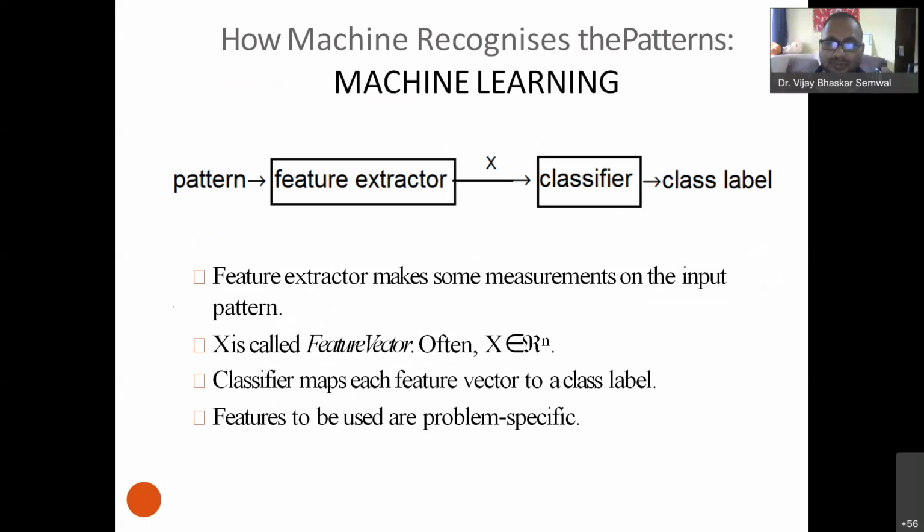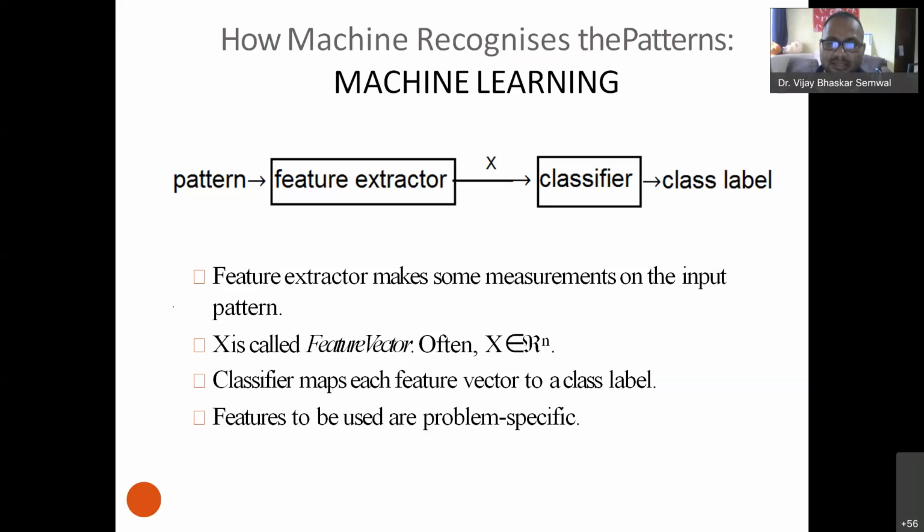So how was machine learning possible? As I told you, you require data for training. Once training is done, you deploy it for testing. Training means you have an input pattern, you extract the features, and from the features you build the classifier, and it classifies or predicts.